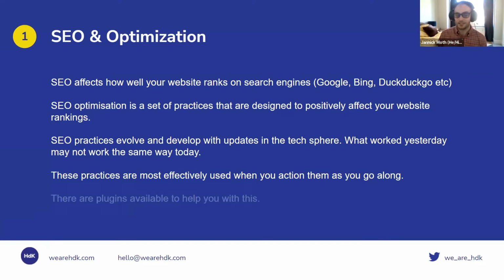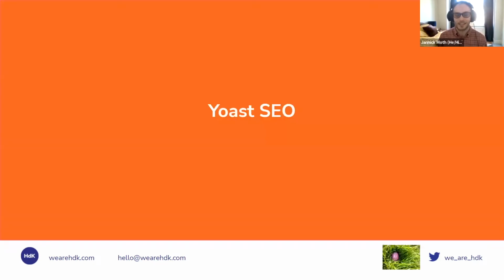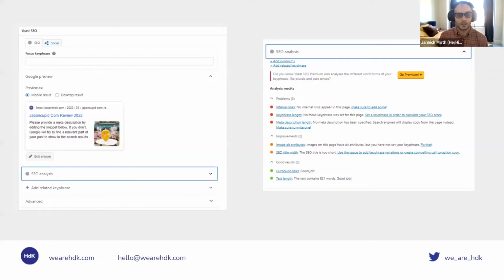With that in mind, there are plugins available to help you with this. My plugin recommendation is Yoast SEO. Yoast SEO is a plugin that works with WordPress, but it also works with other systems like Shopify and Drupal. Basically, you can just plug in and play, and it gives you this nice little box at the bottom of your website. On a WordPress website, it'll look like this. Over on the left, you get a little preview of what your website result is going to look like on mobile and on desktop on Google.